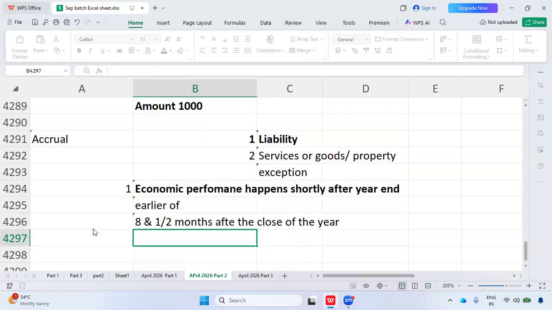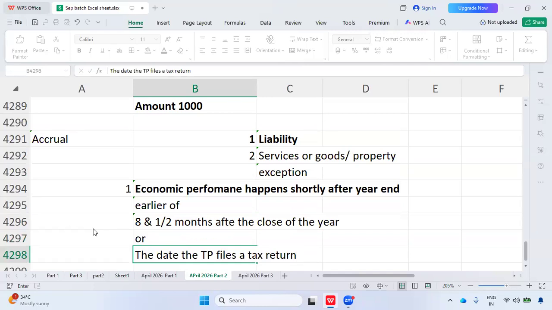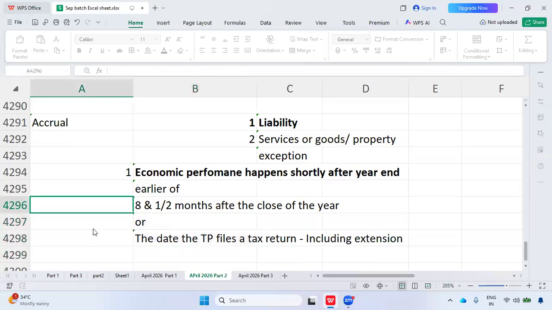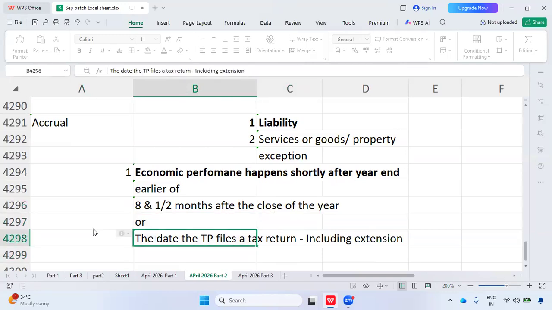And the second one is the date the taxpayer files the tax return. It can include extension as well. So we need to see the earlier of these two. If the economic performance happened within 8.5 months after the tax year, or before the taxpayer files the tax return, then we can claim it as an expense in 2025 itself.